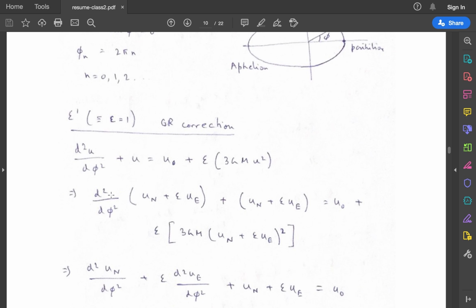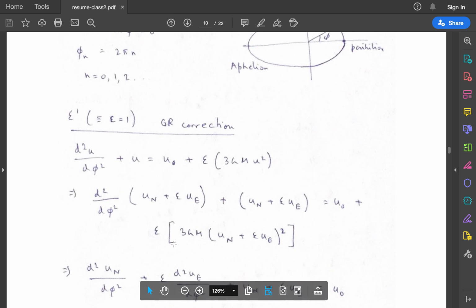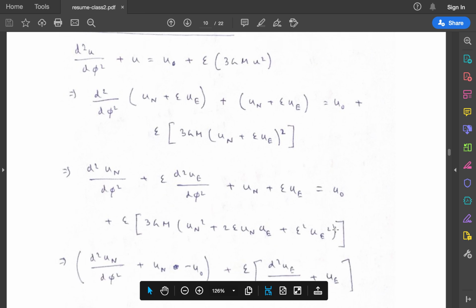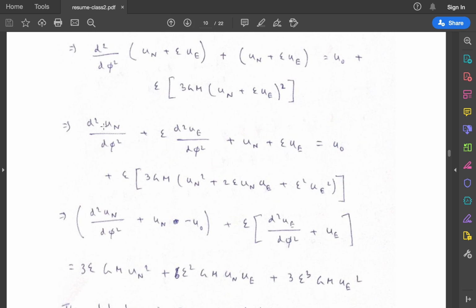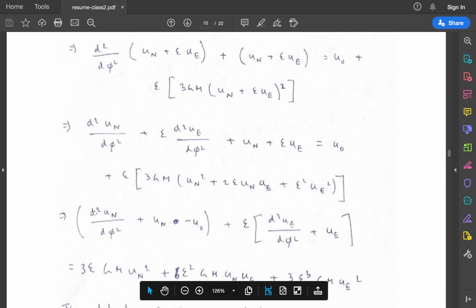So we can write d square by d phi square of (u_n plus epsilon u_e) plus u_n plus epsilon u_e equal to u_0 plus the extra term. Now let us expand u again in terms of the Newtonian and the Einstein solution. If I expand this, I will get the whole equation, d square u_n by d phi square plus epsilon terms in u_e, u_n and epsilon, plus u_0 plus this whole term inside it. I can group this term: d square u_n by d phi square plus u_n minus u_0.